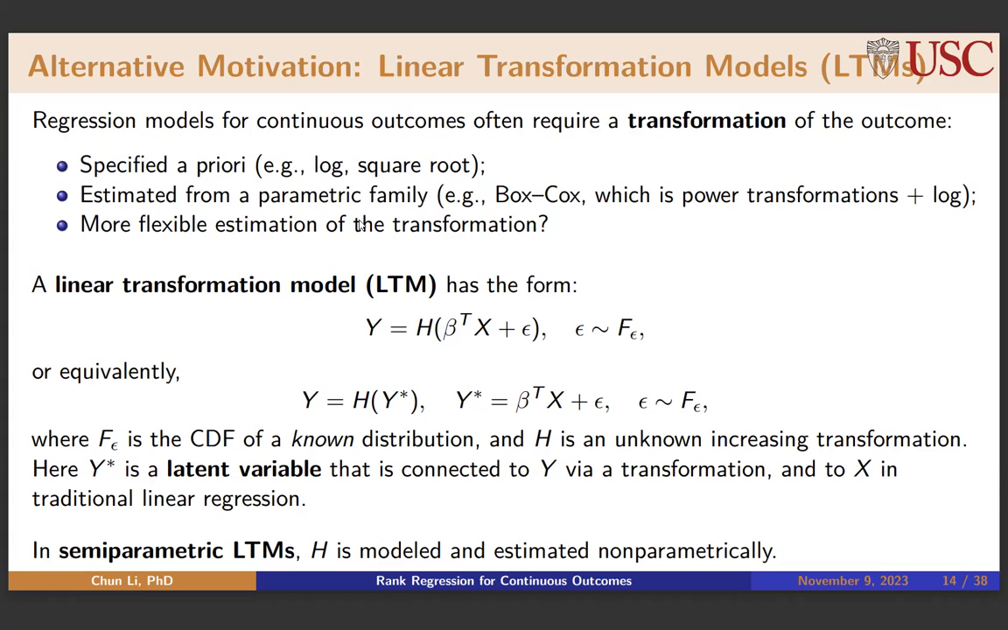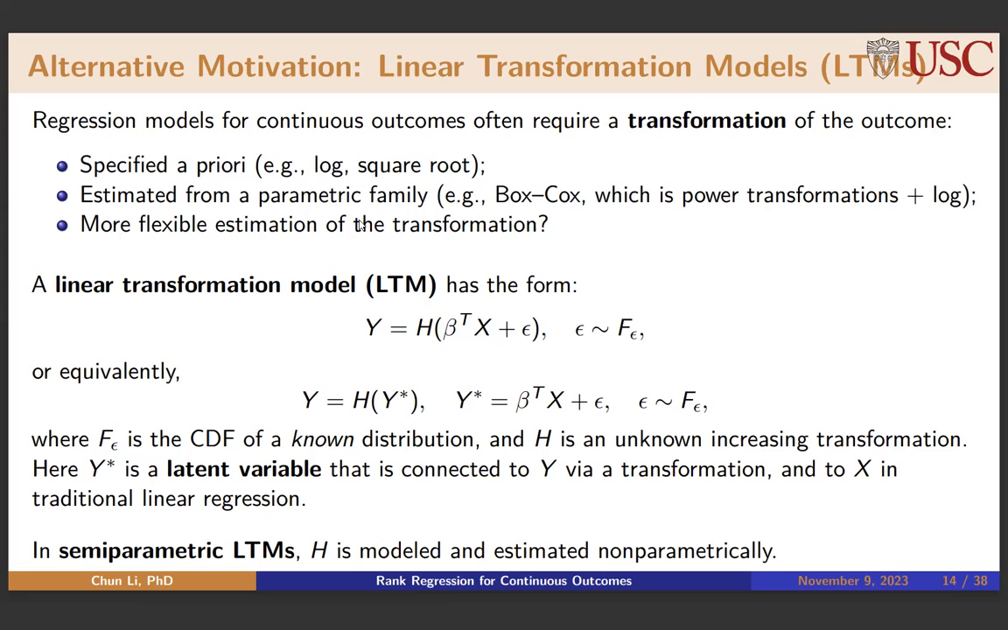That's one approach. Or if you want to be more sophisticated, you may go to the Box-Cox family and try to estimate the transformation from that family. But that's still a family indexed by a single parameter. We don't know what the true transformation is. We just wanted a better transformation so that after transformation, it behaves better, okay? But what if we push it further? We want to estimate the transformation.